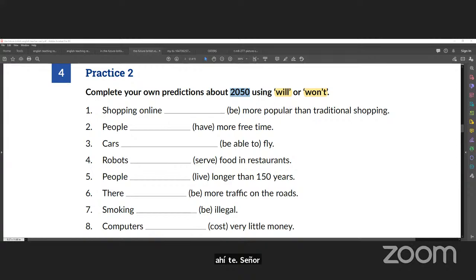People won't have more free time. Tell me one phrase. I think that's impossible. Okay, very good. Thank you. Let's continue. Angie, 3 and 4.